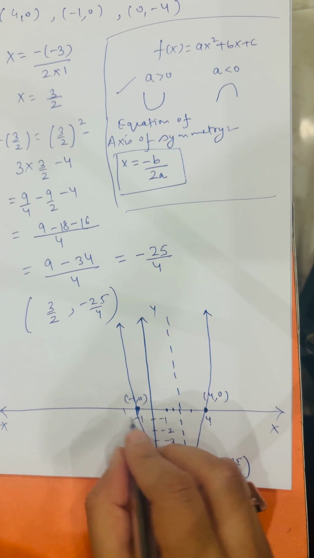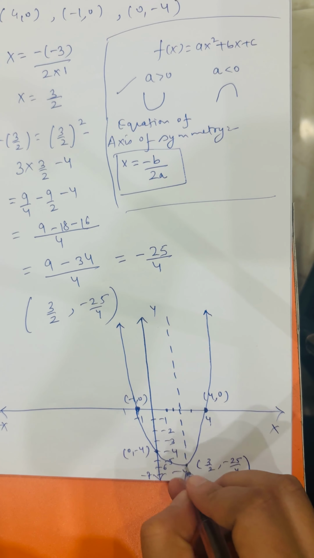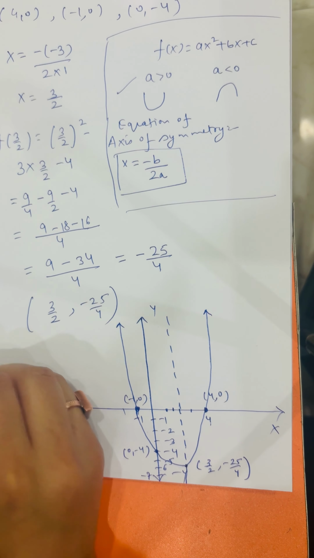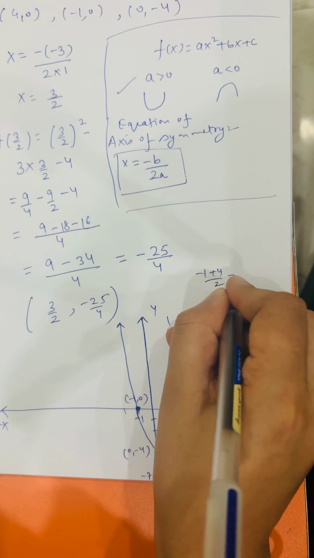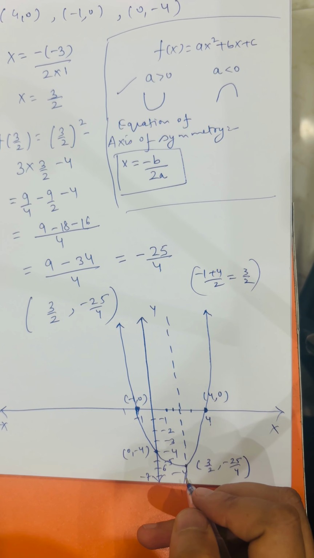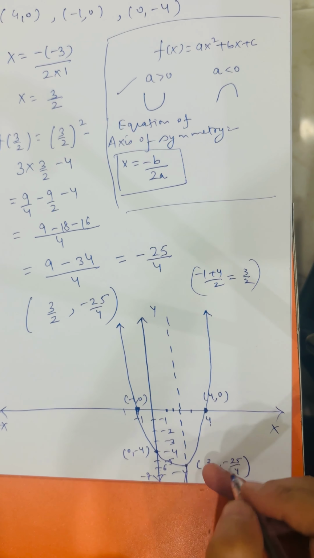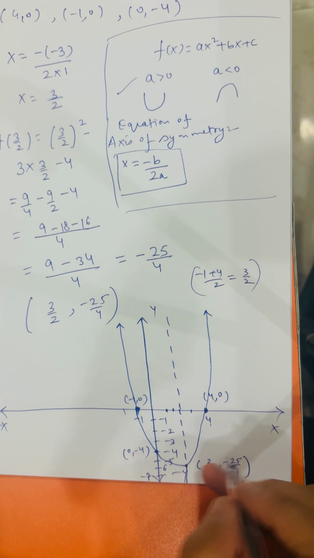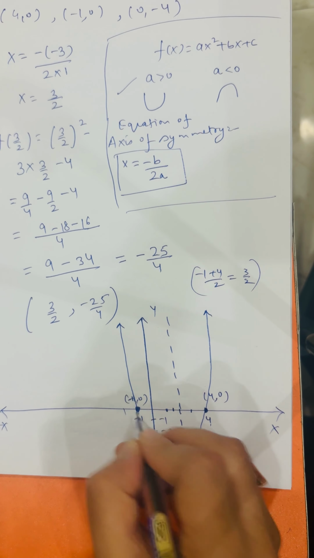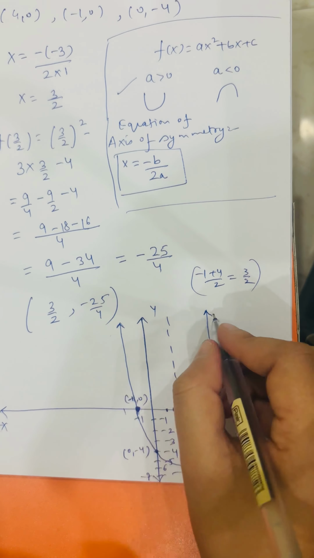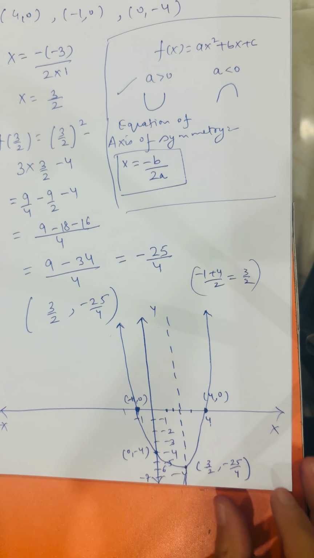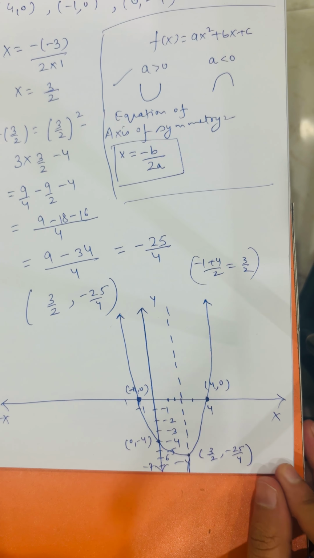All right, and you can also see that the x coordinate is the midpoint of the two x intercepts, because minus 1 plus 4 by 2 is 3 by 2, and the same we got here. So either way you can find the equation of the axis of symmetry, either apply the formula or find the midpoint of the two x intercepts. All right, so this is the graph. Here you also need to put arrows at the ends, because it goes on, it doesn't stop. So this is how we draw the graph of a quadratic function.